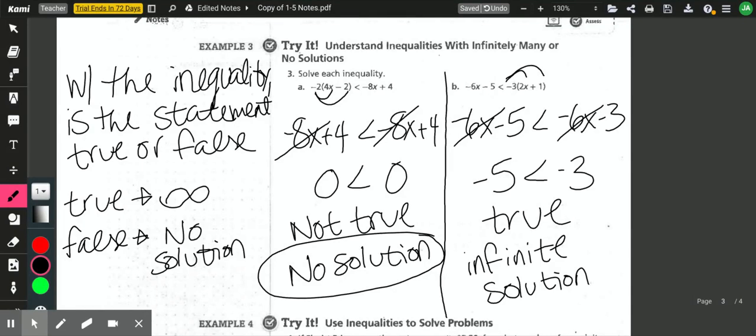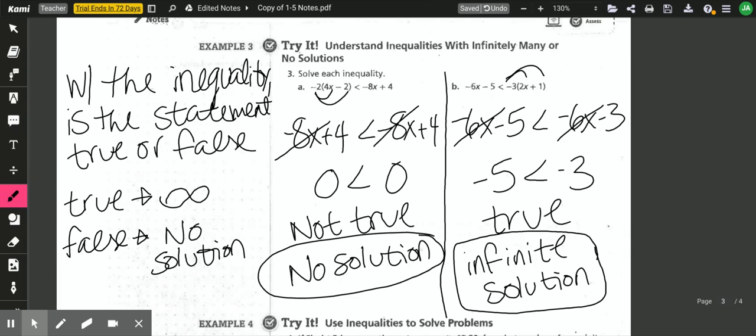So even though on the no solution we had the same thing on both sides, and on the infinite solution we had different things, you're going to have to pay attention to whether or not it creates a true statement. Now, if you guys have questions on your homework, please make sure you email me, and good luck.